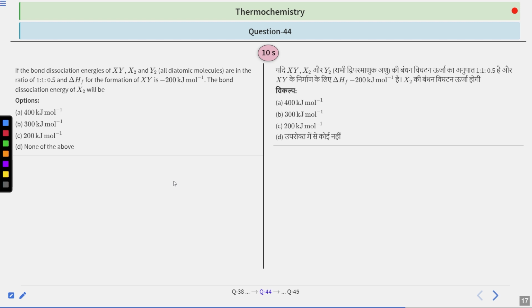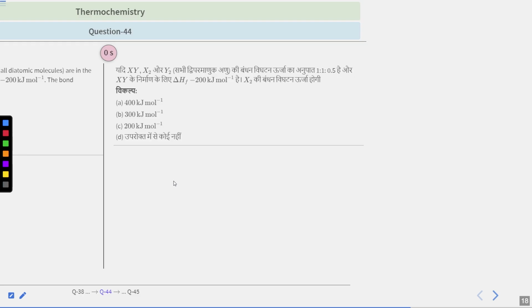So for the formation of XY, this is given, and it will be formed from X2 and Y2, and the ratio is given for the formation. So how will we solve it? Let us see. Before that, you have 10 seconds to solve this question. Your time starts now. So your time is up. Let us move to the solution.